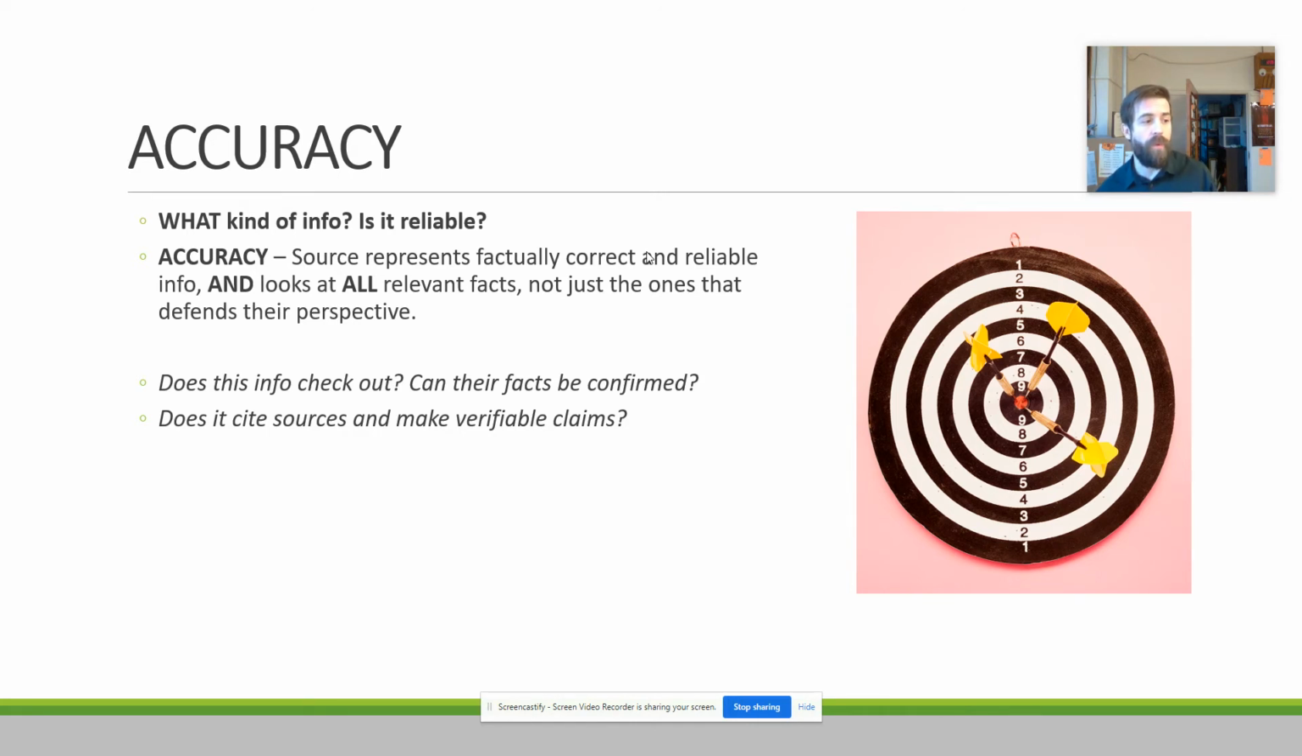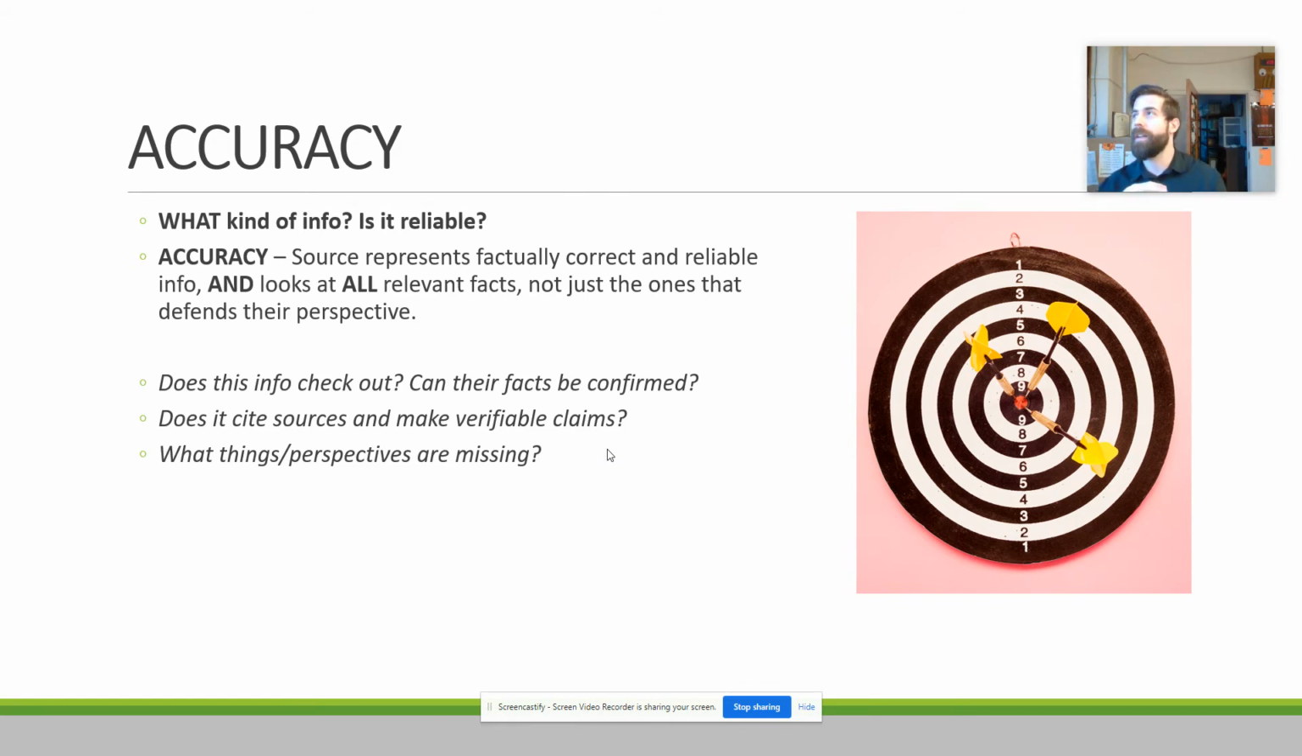Another thing to take a look at for accuracy is what perspectives are missing. Because a lot of times sources could cherry pick good, factually correct information, but leave out other factually correct information. And we have to be aware of that as we're looking.